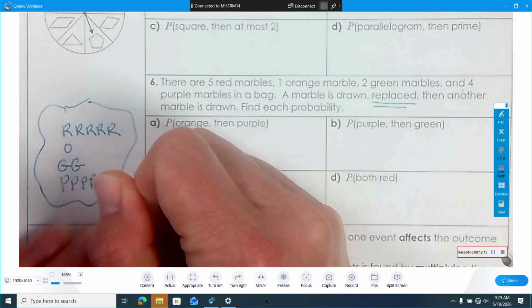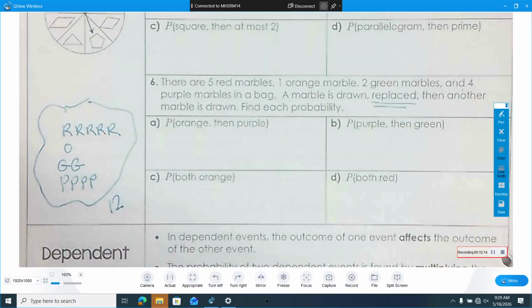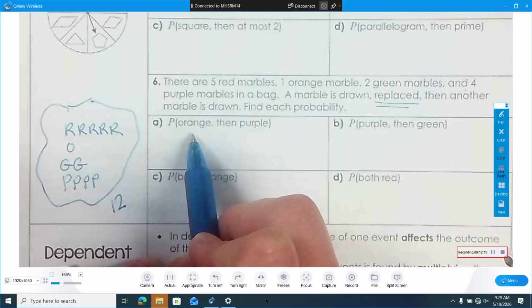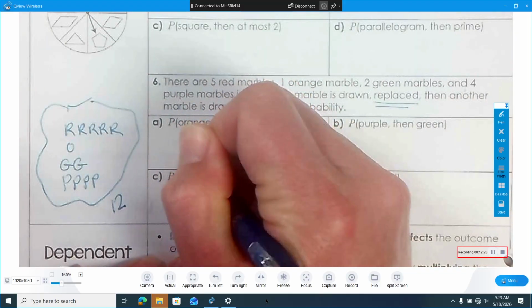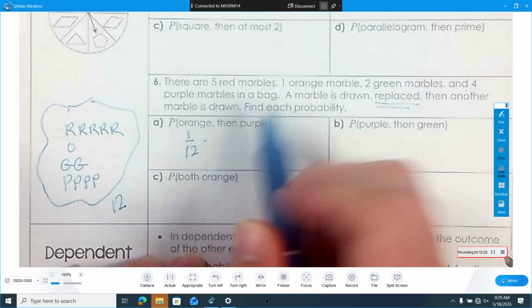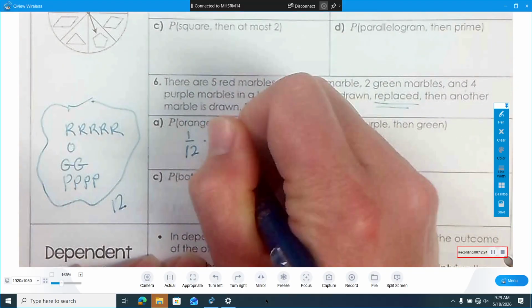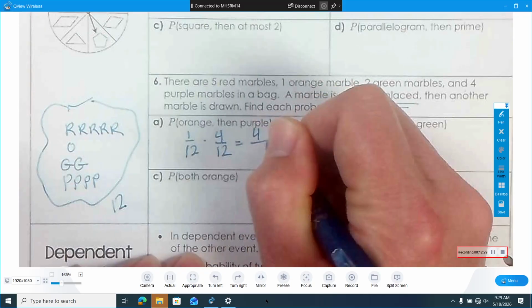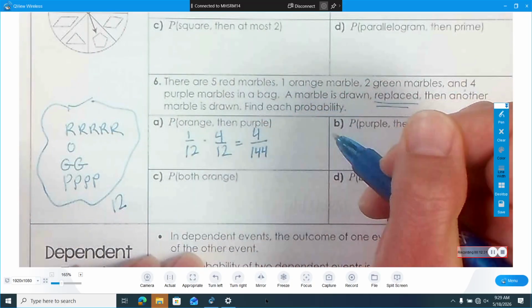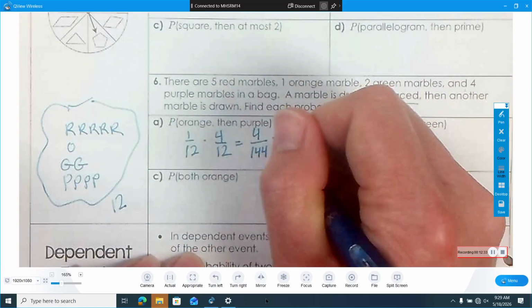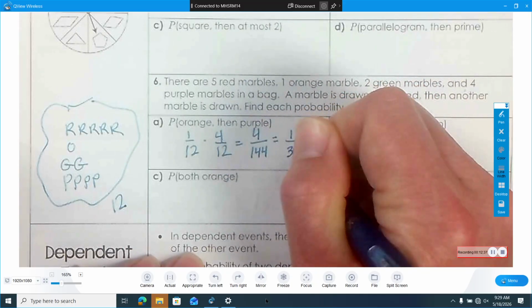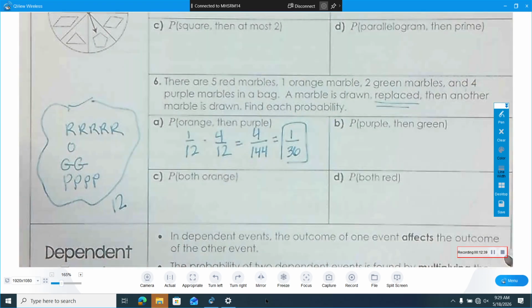12 items are in the bag. Very good. What's the probability of getting an orange? 1 out of 12. What's the probability of a purple? 4 out of 12. That is 4 over 144, which reduces, divides by 4, we would get 1 out of 36.